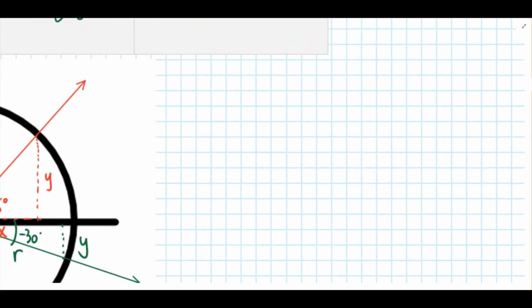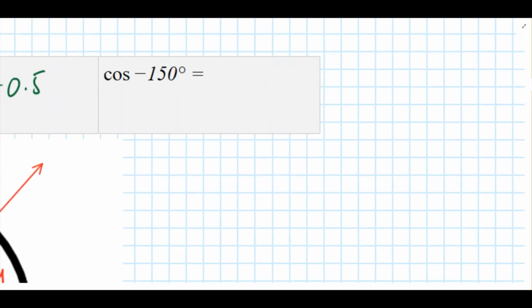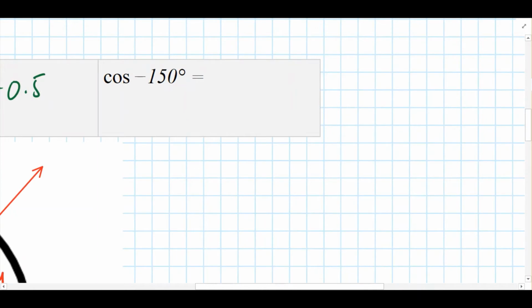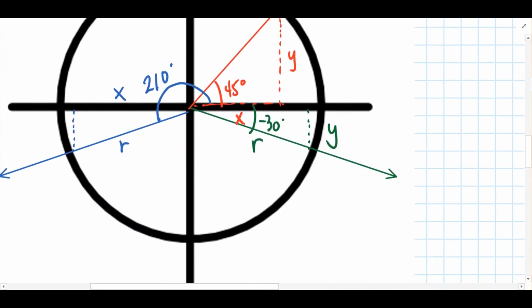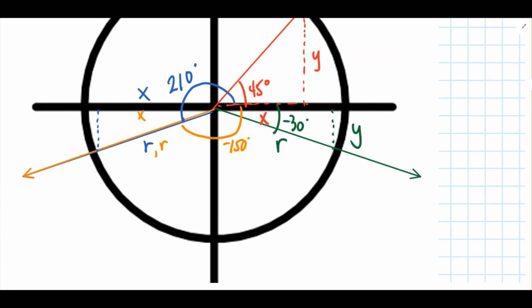Finally, compute cosine at negative 150 and check your answer with mine in just a moment. The result again is negative 0.866. As with the first cosine example, we have an x value that is negative divided by the positive length, r.